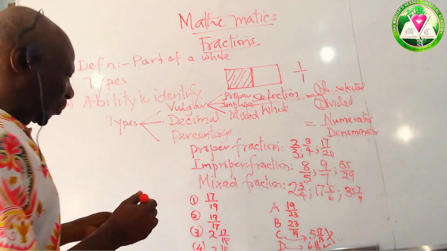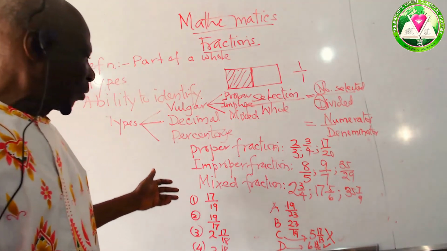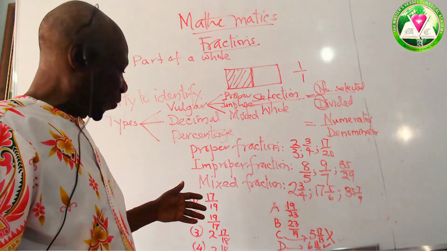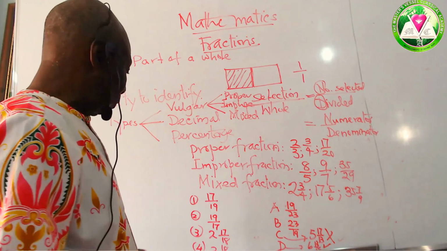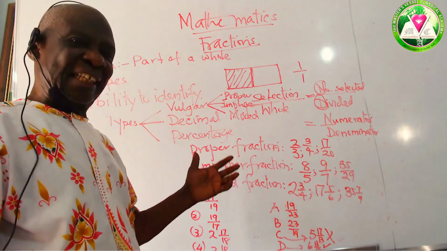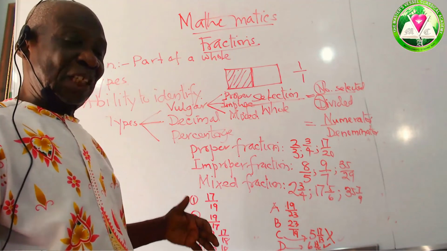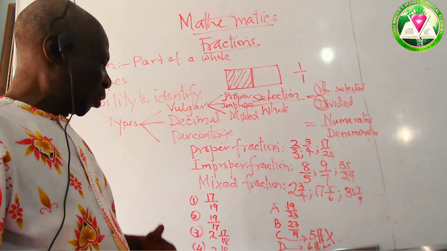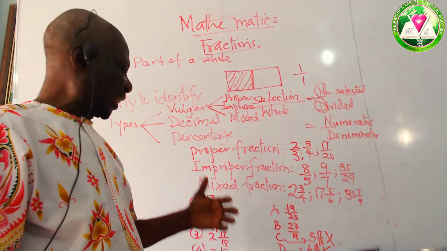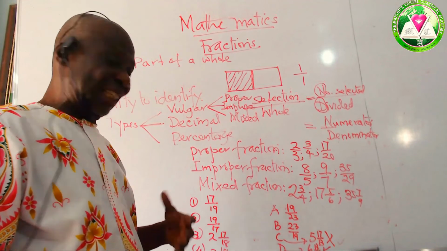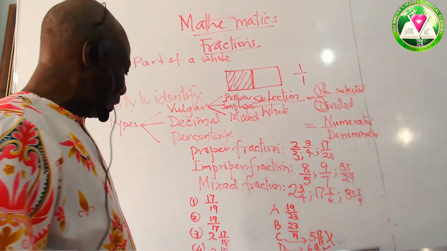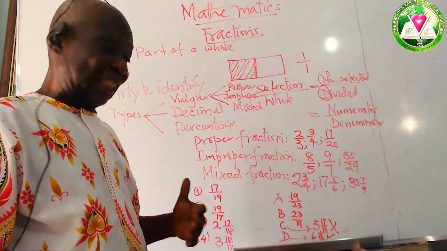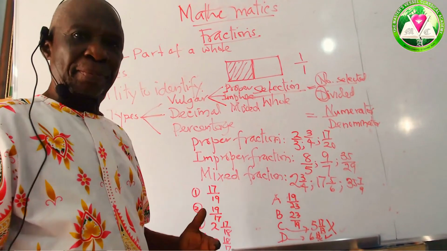Let's read them out. Number 1, 17 over 19. Is it a fraction? If it is, what type? Number 2, 19 over 17. Is it a fraction? If it is, what type? Number 3, 2 whole number, 17 over 18. Is it a fraction? If it is, what type? Number 4, 3 whole number, 18 over 17. Is it a fraction? If it is, what type?